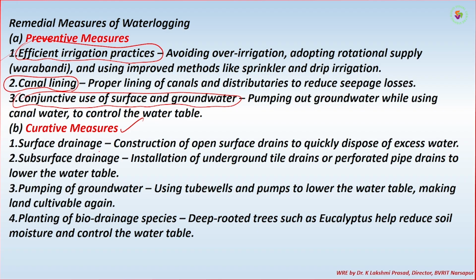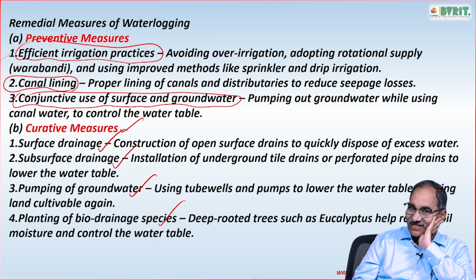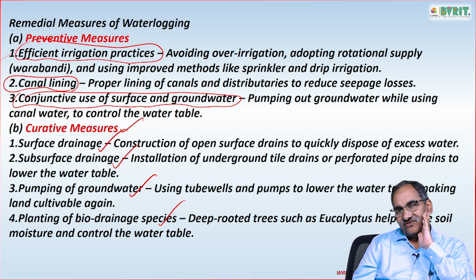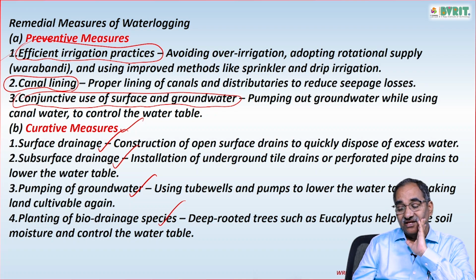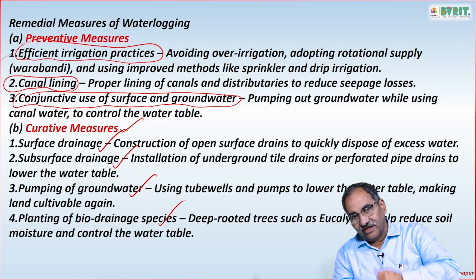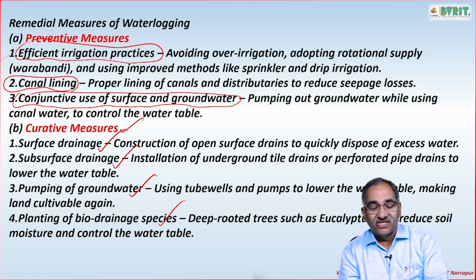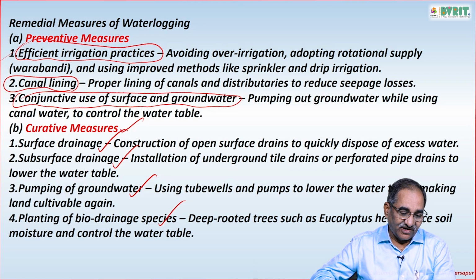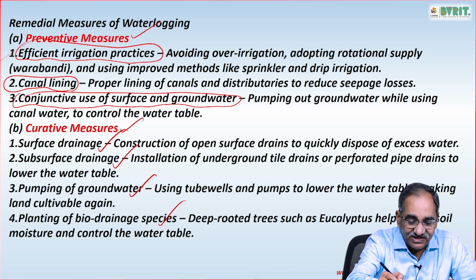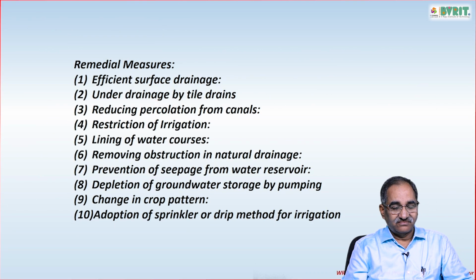Number one, surface drainage has to be properly arranged. Subsurface drainage has to be properly arranged. And pumping of groundwater is necessary. And next thing is planting bio drainage species. That means in the field, if you plant trees with deep roots like eucalyptus, naturally they reduce the soil moisture and control the water table. So this is preventive measures, this is curative measures.